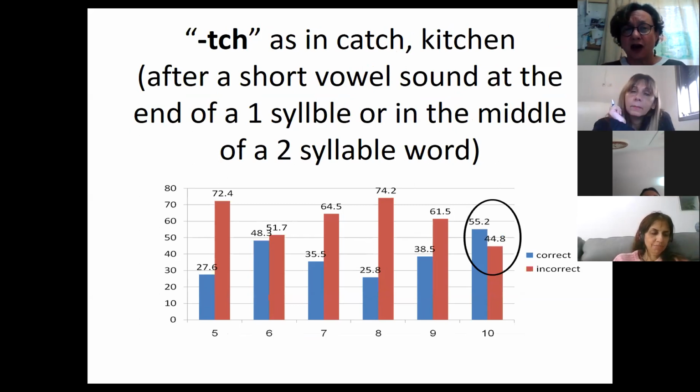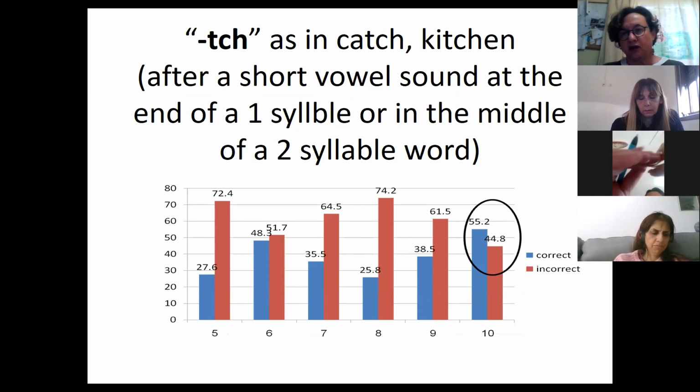TCH, it's another example of the DGE, CK type words. It appears after a short vowel, at the end of a 1-syllable word, or in the middle of a 2-syllable word. And you could say to me, that's so much to remember. But again, if you break it up and give it to them one at a time, maybe do 20 of these over the year as it becomes relevant. And not only that, I'd give the rule to them where necessary.